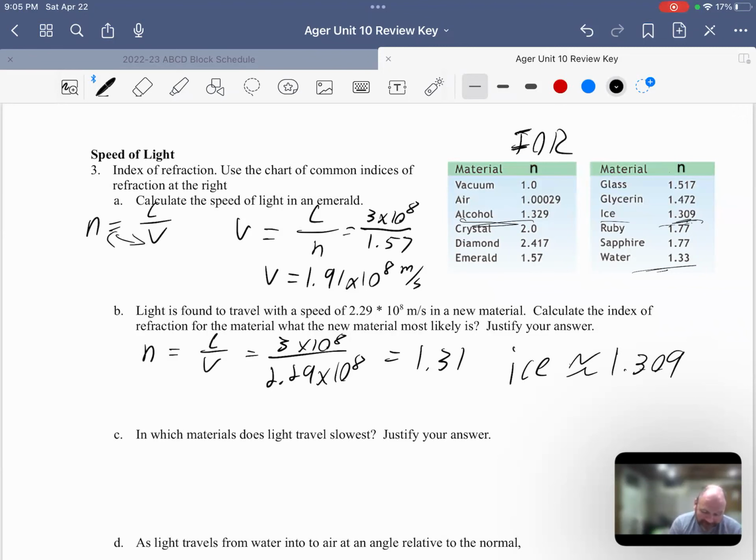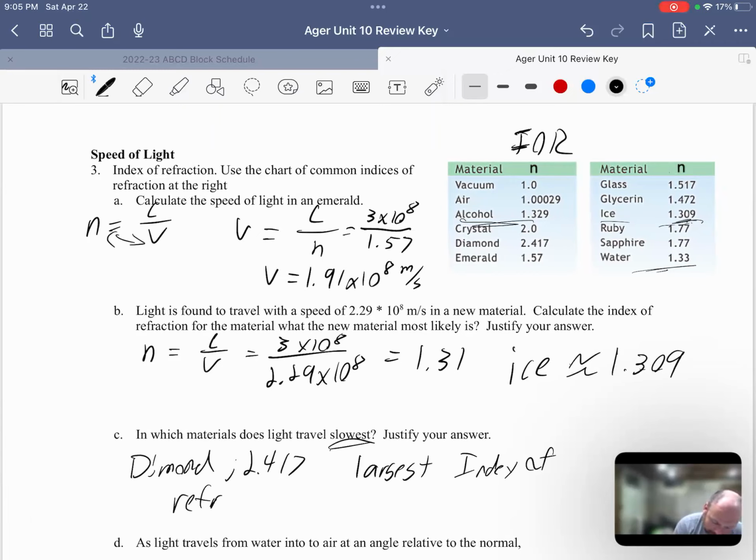Which material does light travel the slowest? So slowest would be the largest index. So that's going to be diamond. Diamond is 2.417, and that's the largest index of refraction. Right? The bigger the N, the slower the light.